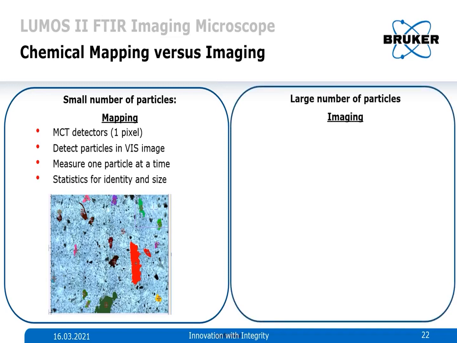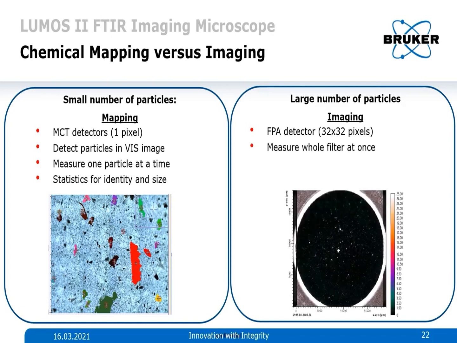For a large number of particles, or for highly contaminated filters, we are using the imaging or FPA detector. This has 32 by 32 pixels. And in this case, we measure the whole filter at once, so in one session. What you see here is an example of what such a chemical image would look like if you measured the whole filter. This way you also get statistics for identity and size and the visualization of all the particles on the filter.